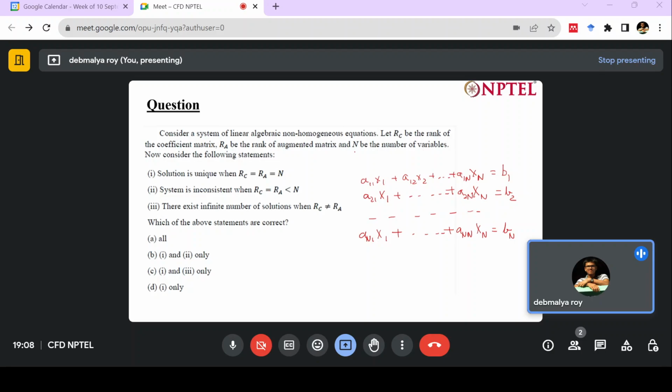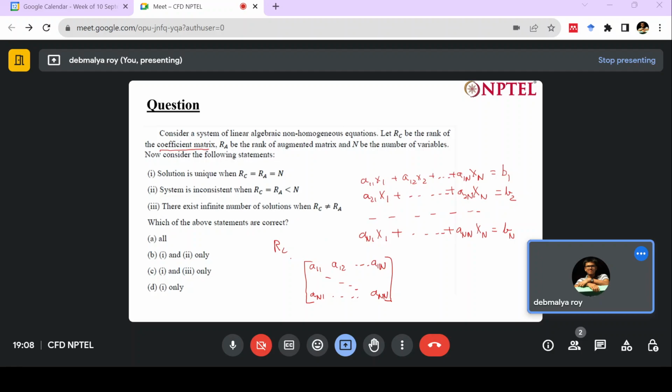So here we have the rank of the coefficient matrix and the rank of the augmented matrix. Two matrices are mentioned here. One is the coefficient matrix. The coefficient matrix is nothing but the collection of the coefficients, the A's. You can see that this produces a square matrix, and this square matrix is the coefficient matrix. It can be represented by this C, and its rank is given by R.